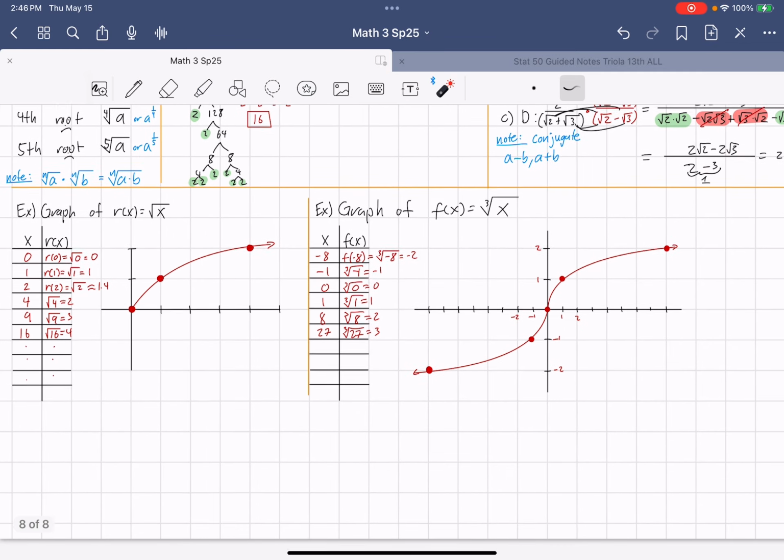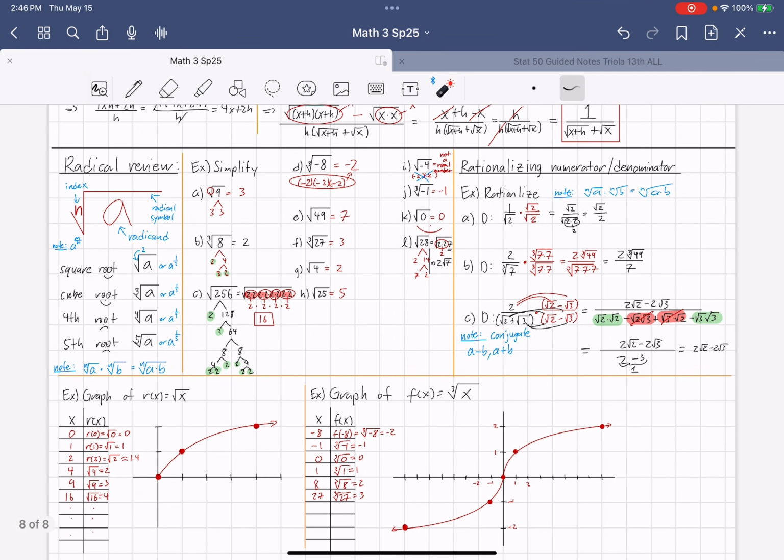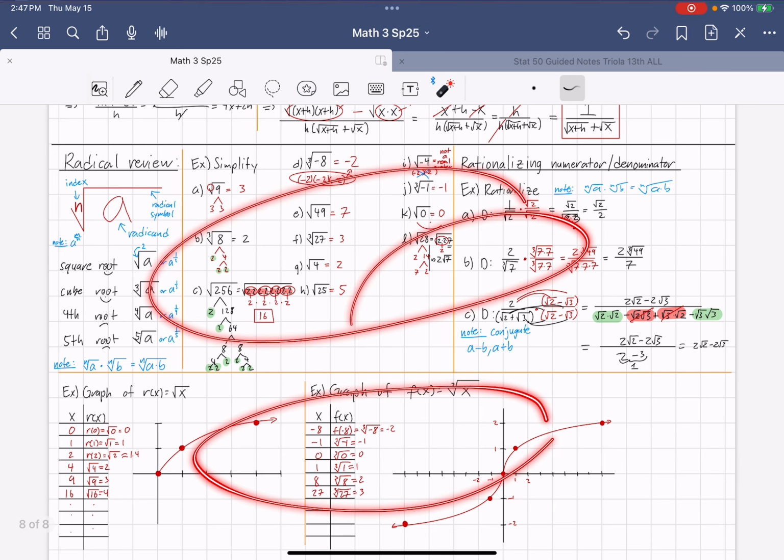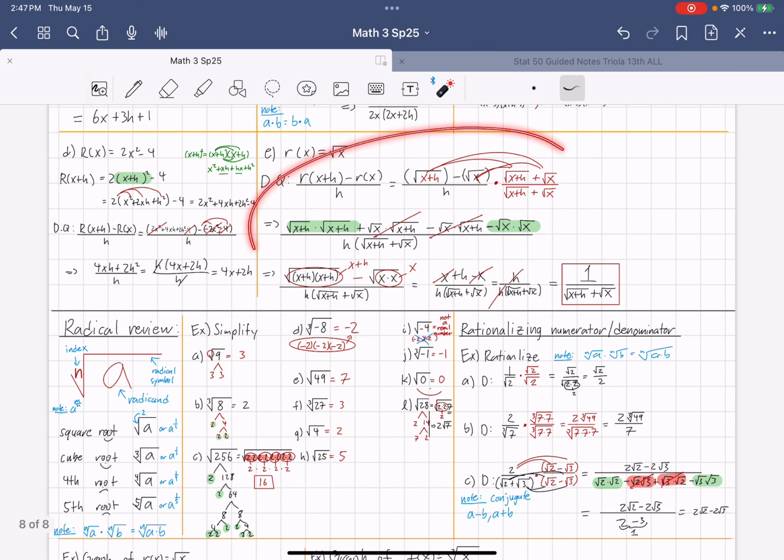We'll do some more examples, but this is a quick review on radicals, the radical function, and the difference quotient on a radical.